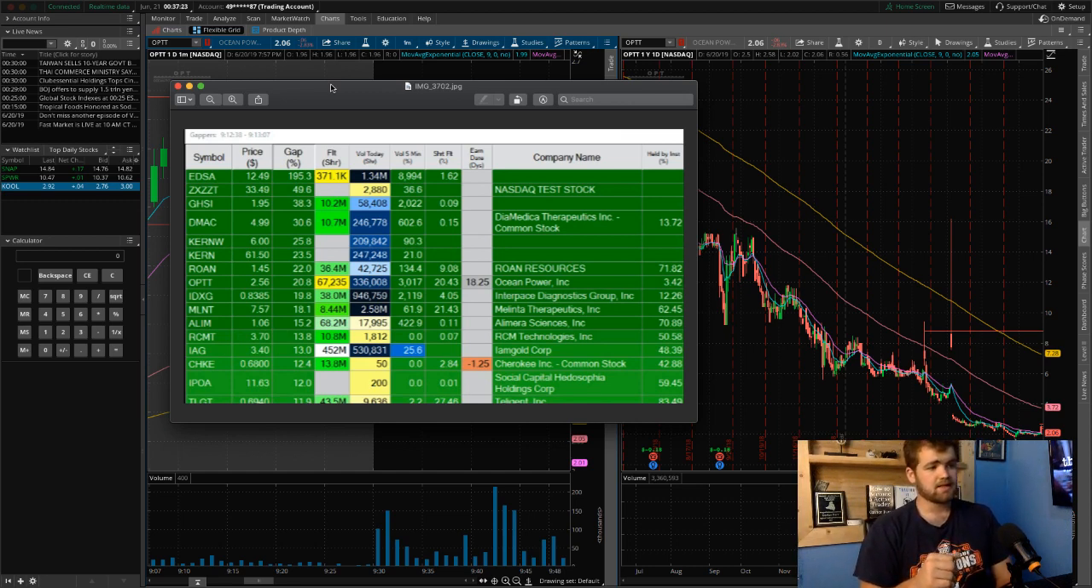So that is it, though. That is how I find my stocks and how I use support and resistance lines for the gapping strategy.